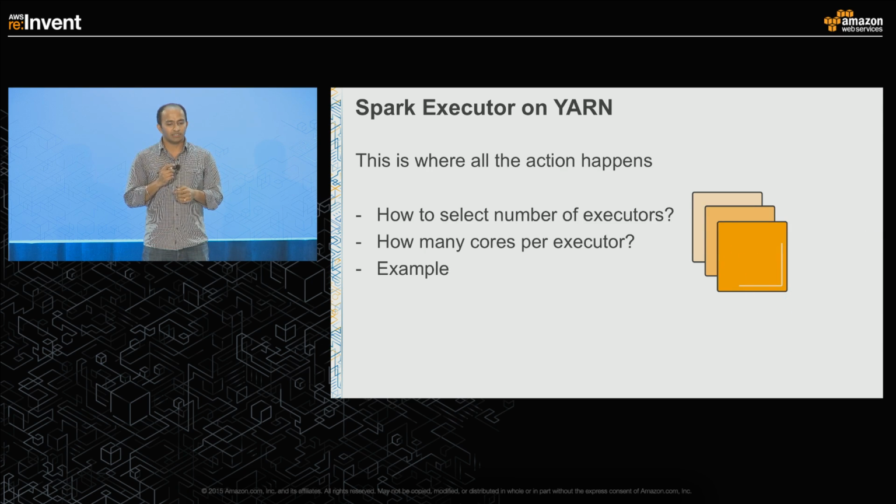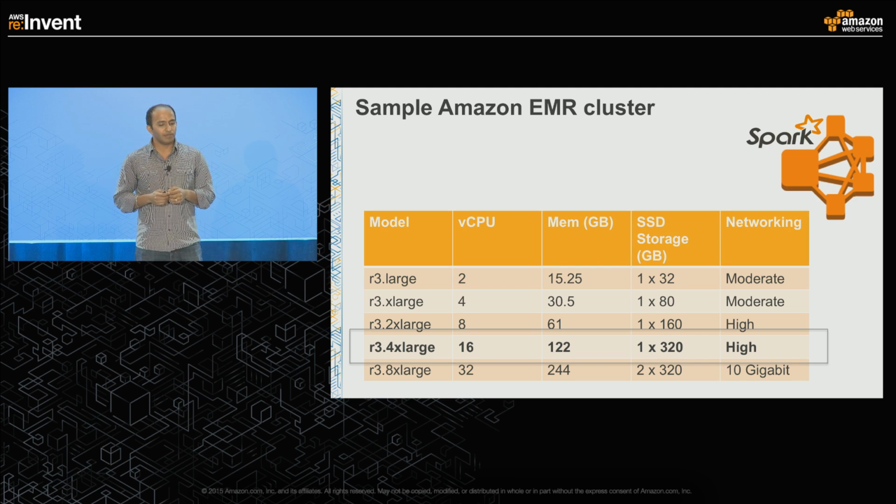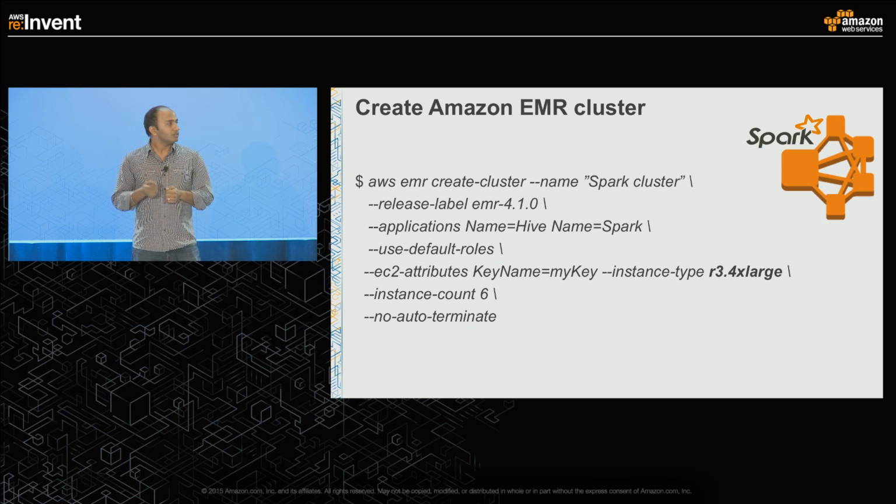So the example, let's say we pick a family of machines, R3, and for our example we'll go with the machine R3.4XL, which has 16 cores, 122 GB of RAM, a 320 GB SSD drive, and high networking. Using the AWS CLI, you can create this cluster using the steps here. Here I'm selecting R3.4XL and picking 6 instances of that, so 1 master and 5 core. And you see the EC2 attribute key name, my key, that's the key which you provide.